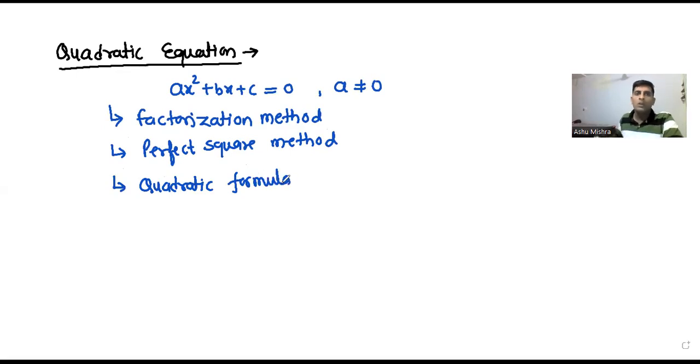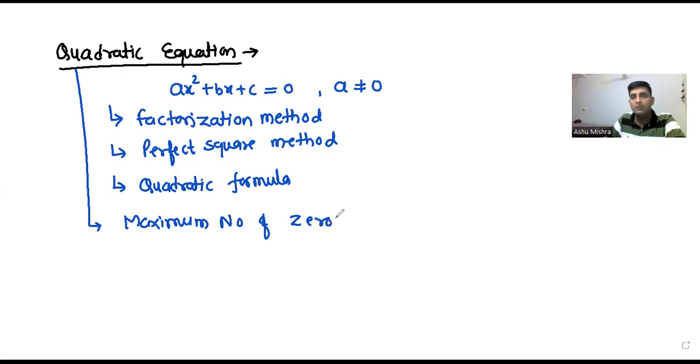Quadratic formula. An equation in the form of ax² + bx + c = 0, where a is not equal to 0, is known as a quadratic equation. We can solve this type of equation by three methods: factorization method, perfect square method, and quadratic formula. Before that, if the degree of the equation is 2, the maximum number of zeros or roots of this type of equation is 2.